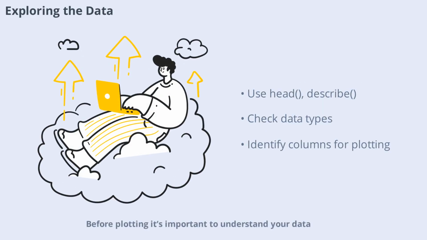For plotting, it's important to understand your data. Use Pandas functions like head, describe, and info to get a sense of the dataset structure, summary statistics, and data types. This step helps you decide which plots will be most informative. For example, you might notice numerical columns for plotting distributions or categorical columns for grouping data. Let's quickly explore the tips dataset to see what insights we can uncover.